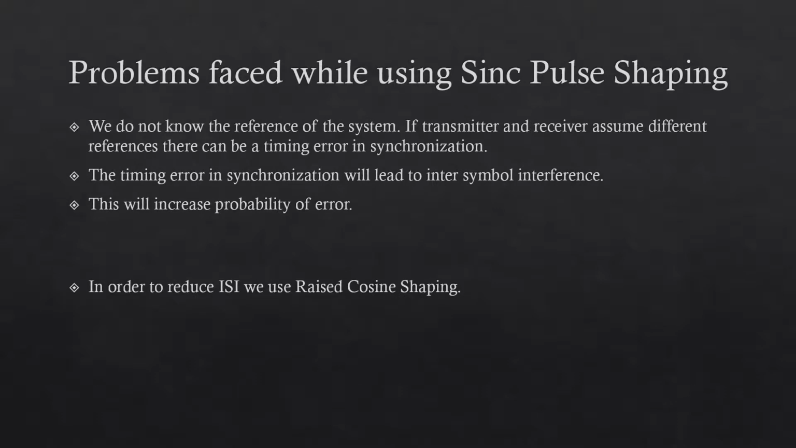Problems faced while using sinc pulse shaping are as follows. We do not know the reference of the system. If transmitter and receiver assume different references, there can be a timing error in synchronization. The timing error in synchronization will lead to inter-symbol interference. This will increase the probability of error. In order to reduce ISI, we use raised cosine shaping.